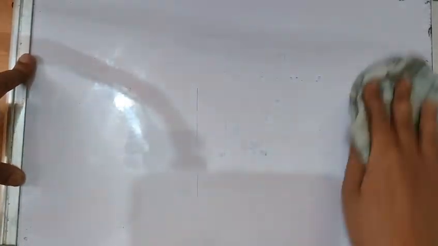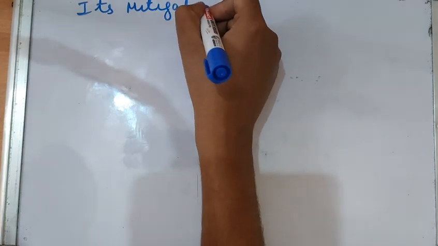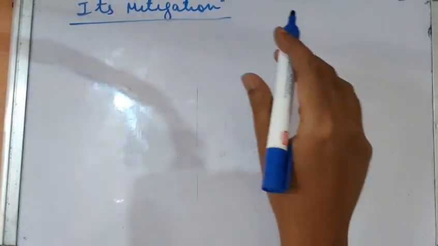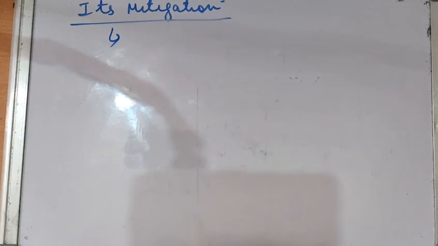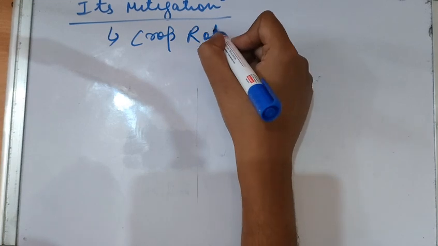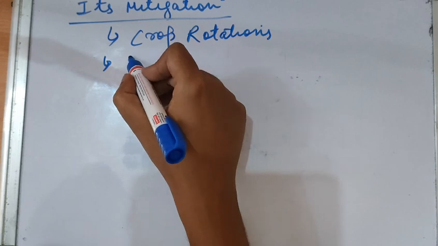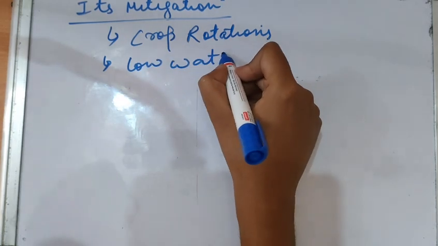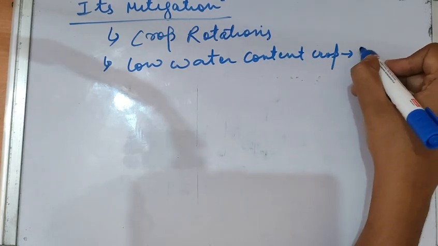So how will you mitigate these effects? How can we fight these effects? So given its mitigation, it is in the same topic. How are we going to mitigate the effects of cropping pattern on environment? First, what we will do? We will do crop rotations. We will not use monocropping, we will grow different crops in different seasons. We use low water content crops, such as millets.